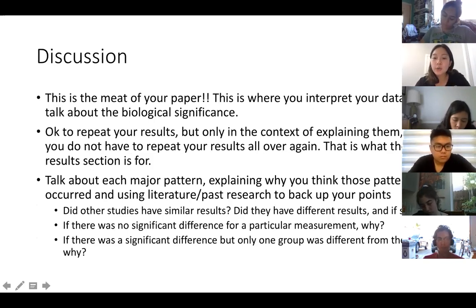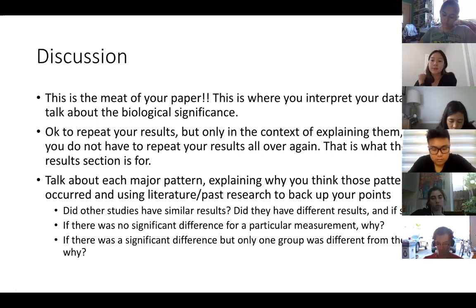So in your discussion, you want to talk about each major pattern, explaining why you think those patterns occurred, and using literature and past research to back up your points. So reading through other primary literature, other books, journals, looking for journals that maybe did maybe not an exact same study, but a similar study to what we did, and how their results either were different or similar from ours.